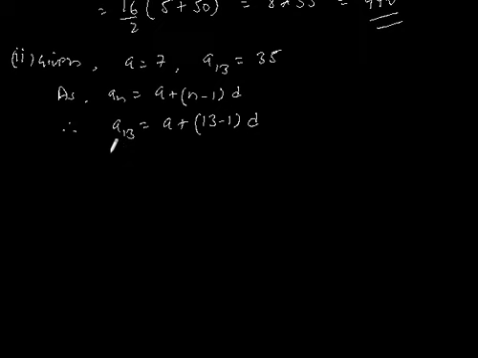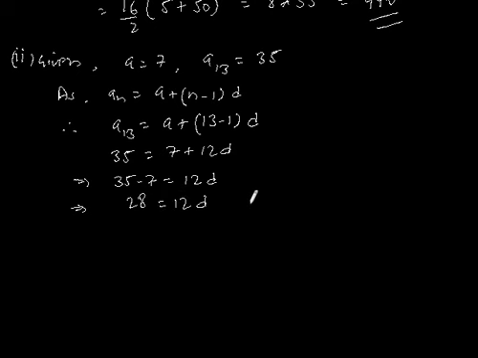Putting the value, 35 is equal to 7 plus 12d. This gives 35 minus 7 is equal to 12d, which implies 28 is equal to 12d, which gives d is equal to 28 by 12, which is equal to 7 by 3.